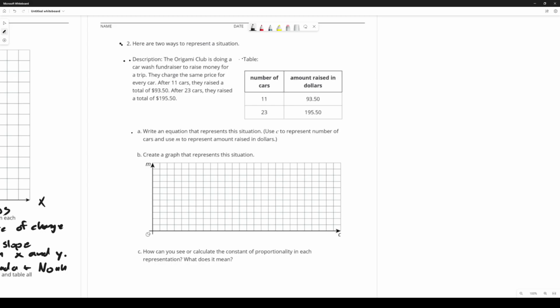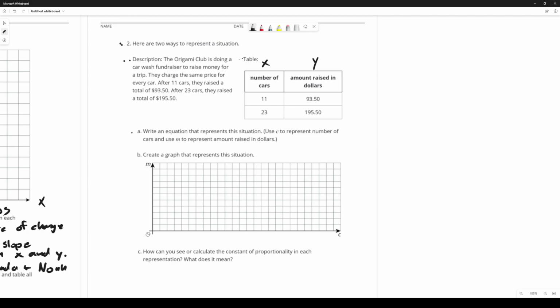After 11 cars, they raised a total of $93.50. After 23 cars, they raised a total of $195.50. Here's my table. Number of cars in the left-hand column and the amount raised in dollars in the right-hand column. So for every 11 cars, they made $93.50. For every 23 cars, they made $195.50. So here are my X values. Here are my Y values.